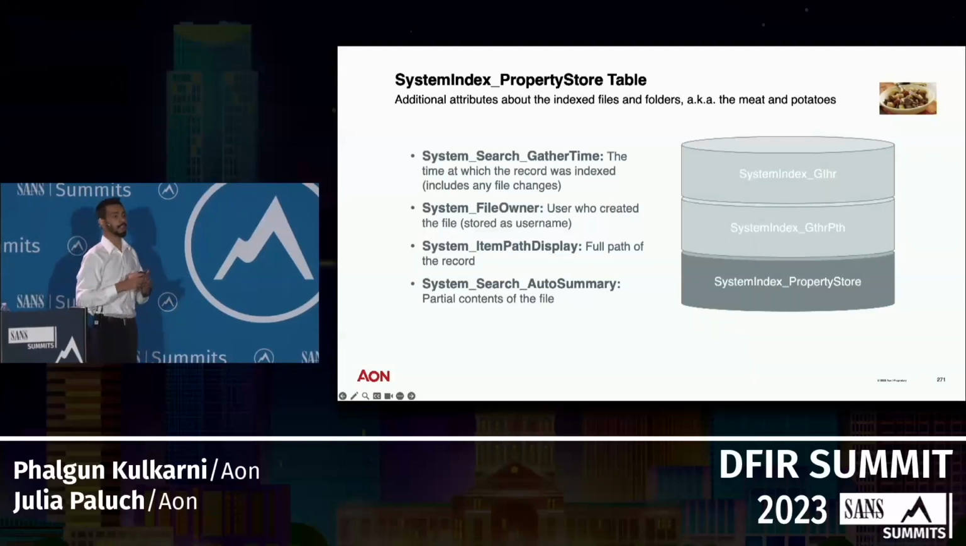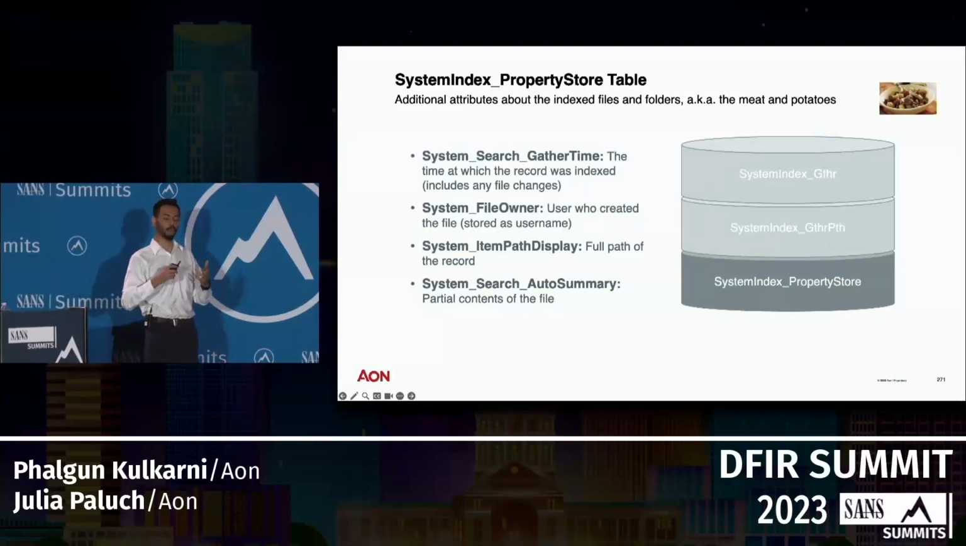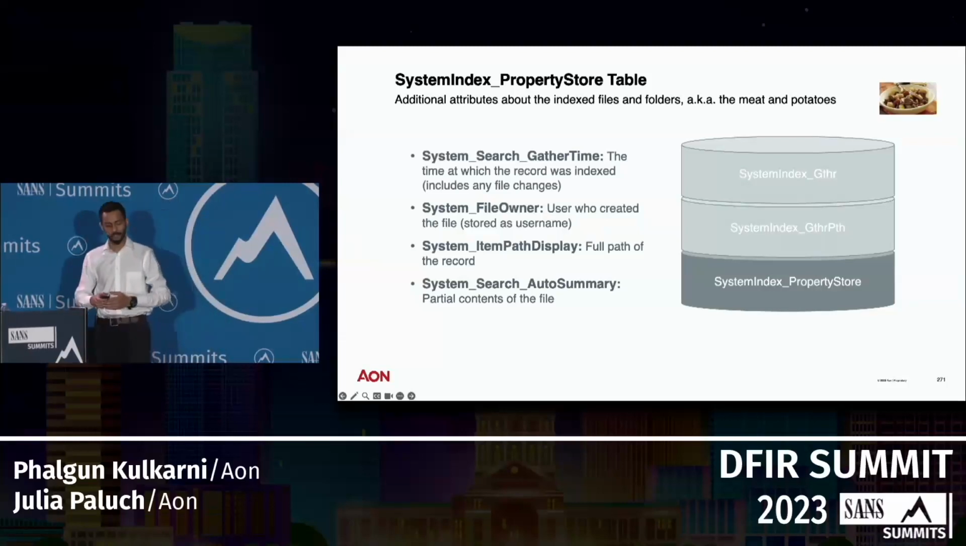Next, we have the file owner and full path of the file being indexed. Again, this can be important when attributing a particular user to a file, thus proving file knowledge or even file access. And lastly, the most amazing feature of the property store table is the search auto summary feature.